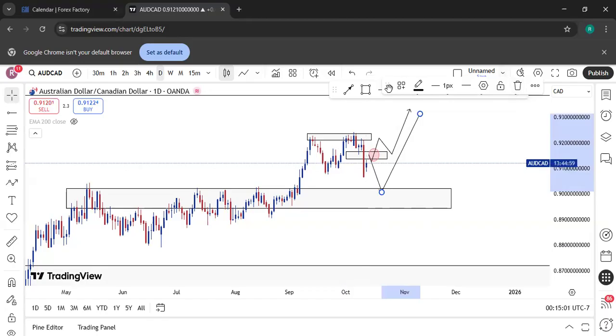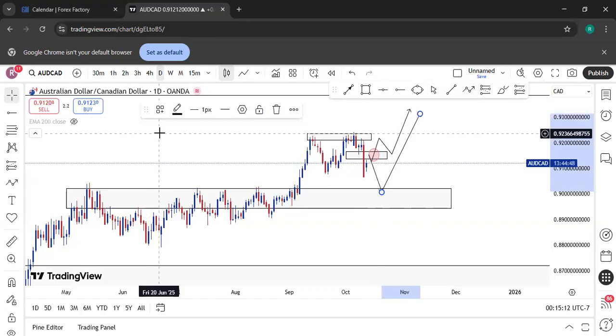So we're flowing with the market. We're not going to insist that the market does what we want it to do. We will let the market do what it needs to do, and we'll follow the market as it comes. Yes, so this is my outlook on AUDCAD.